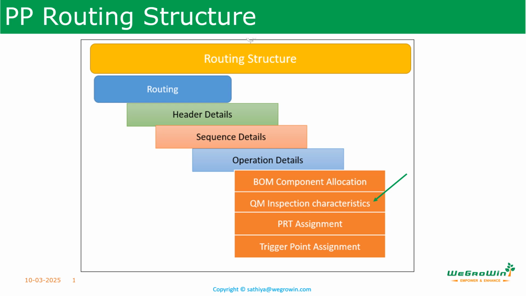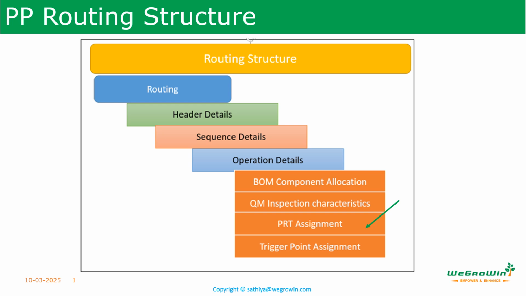And then we have PRT and trigger point assignments. Here I will just brief what is PRT, what is trigger point. PRT means production resource tools. These are used for testing during the production, or they may be some specific fixtures or tools which are used to produce the product. So these are called PRTs.